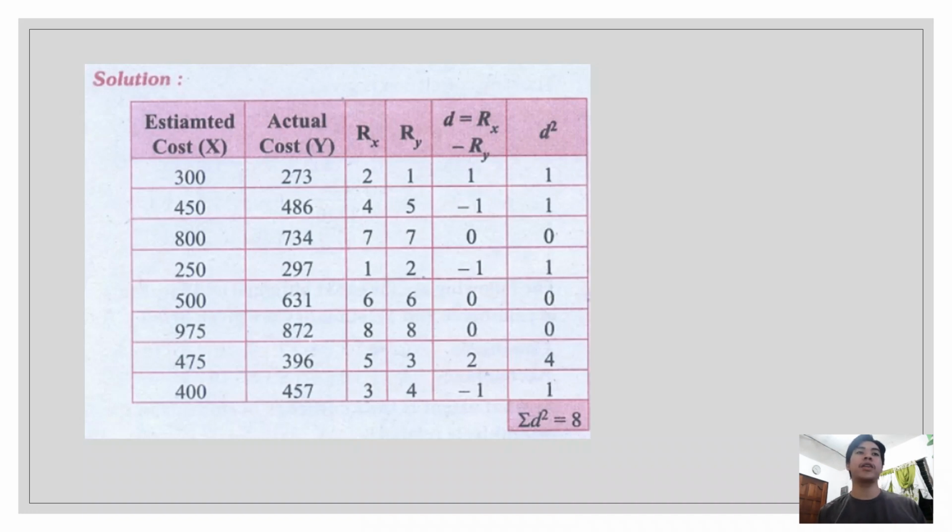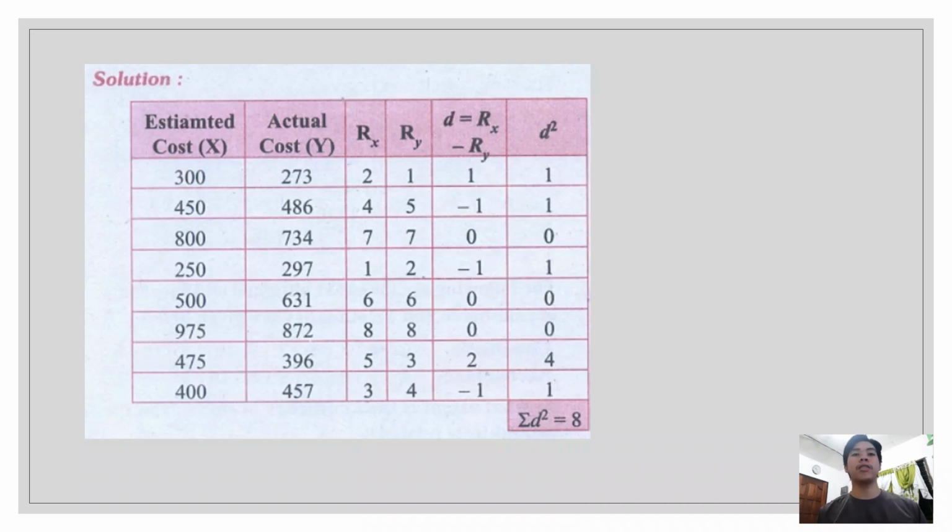Then next we need to find the ranks of the actual cost, or our Y variable. 273 is rank 1, 486 is rank 5, 734 is rank 7, 297 is rank 2, 631 is rank 6, 872 is rank 8, 396 is rank 3, 457 is rank 4.